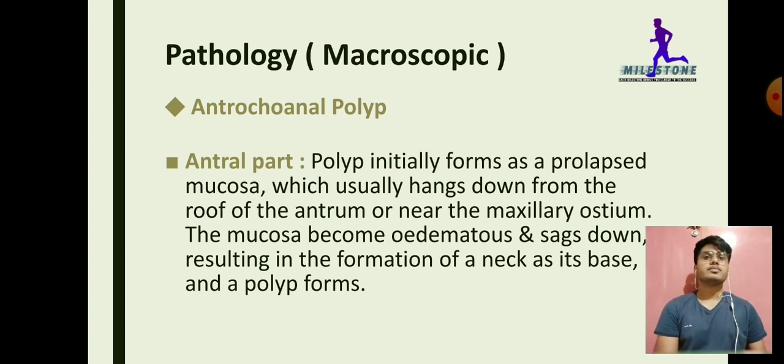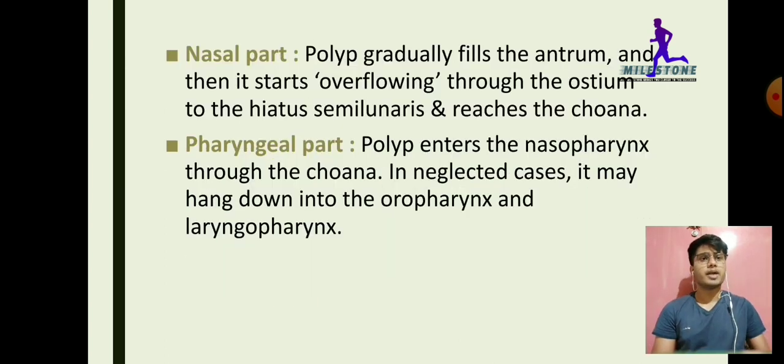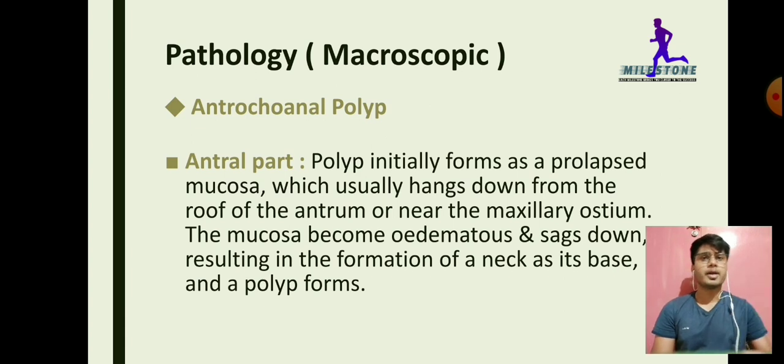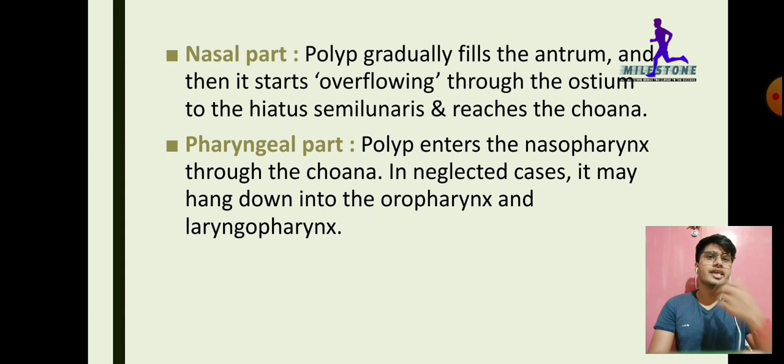Anyway, so this is about the antral part, then from the choana it goes downwards. So it was not the nasal part, it was the antral part. Antrum means a cavity, and here we are talking about the maxillary antrum, the cavity of the maxillary sinus from which this polyp arises. Inside it, first there will be prolapsed mucosa, which slowly hangs down, and then it becomes more edematous, and then it reaches the nasal part.